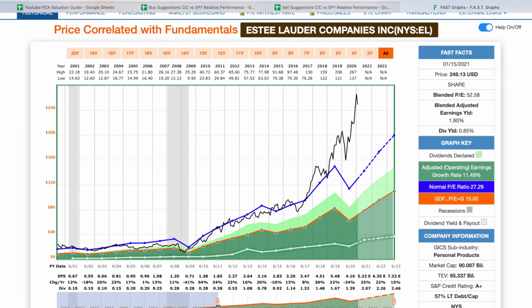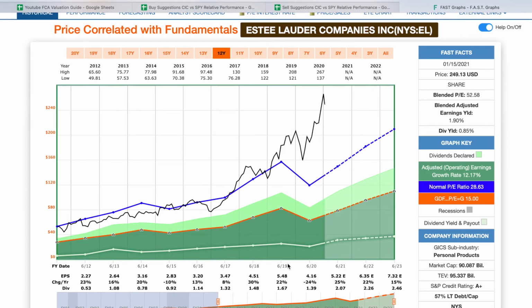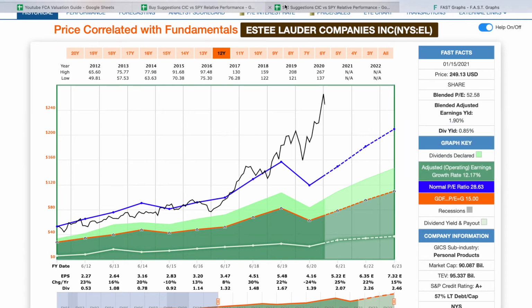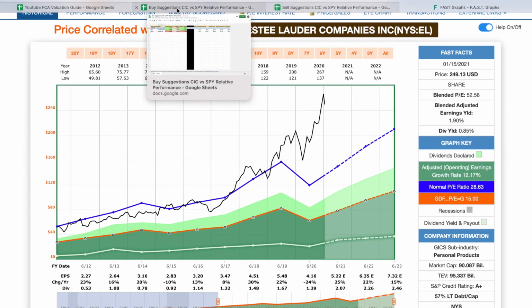So let's see here. First thing we want to do, look at the mean reversion. So we have a 28.63 average PE ratio during this time period.